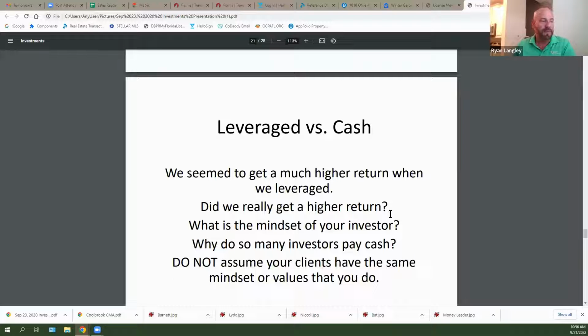So do we really get a higher return? No, of course not. But we only put 65,000 in it instead of 325. What is the mindset of your investor? This is what you need to determine. What is the mindset of your investor? Why do so many investors pay cash? Why do you think so many investors pay cash? And Javier hit on a little bit of it earlier.